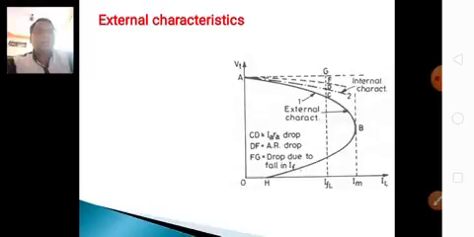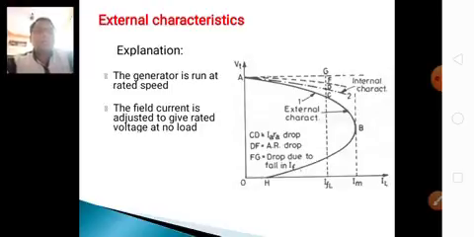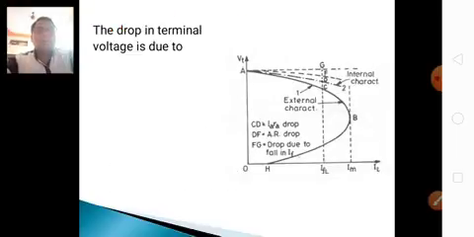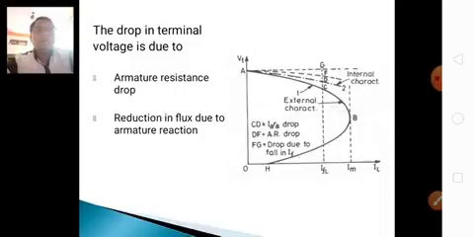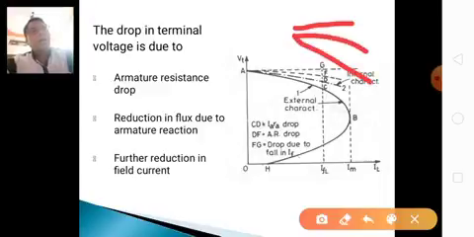See here. The generator runs at a rated speed. The field current is adjusted to give rated voltage at no load. The load is gradually increased in steps. As the load increases, the voltage between Eg and IL drops. This drop in terminal voltage is due to the armature resistance drop and the armature reaction drop. The reduced flux due to armature reaction causes a further reduction in field current.